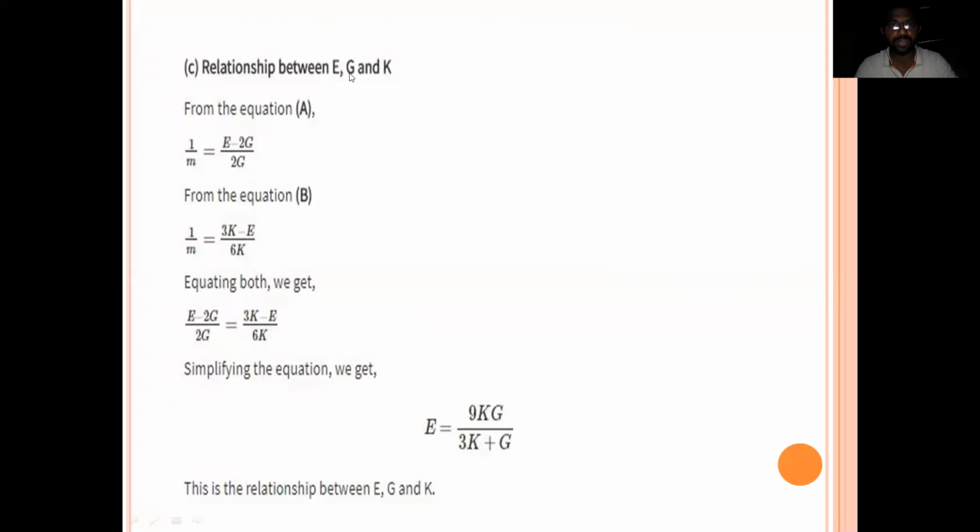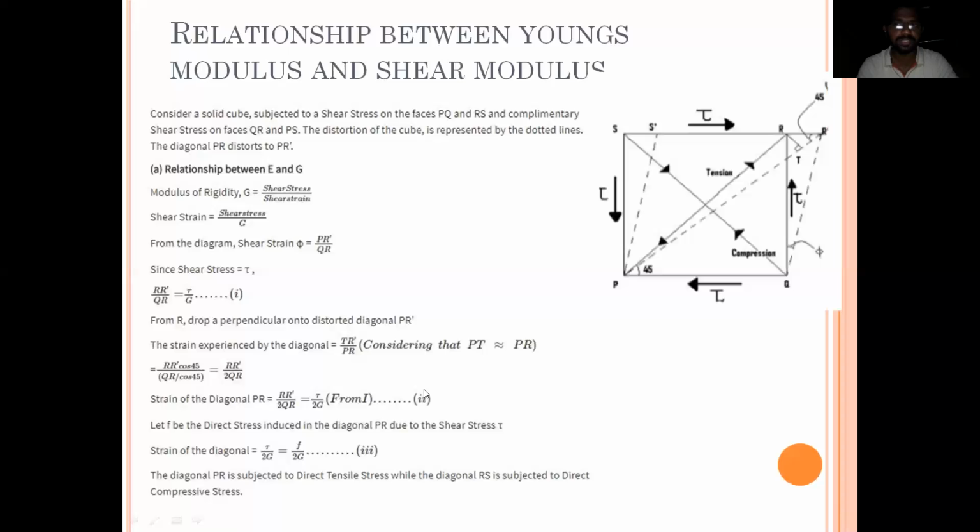Now the relationship between Young's modulus, shear modulus and bulk modulus. What is that? E is equal to 9KG divided by 3K plus G. Here we have the relationship between all the three elastic moduli, that is E, G and K. This is the relationship between E, G and K. How to derive these things we will see in the next class.